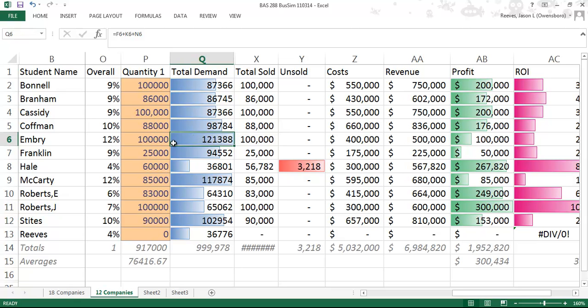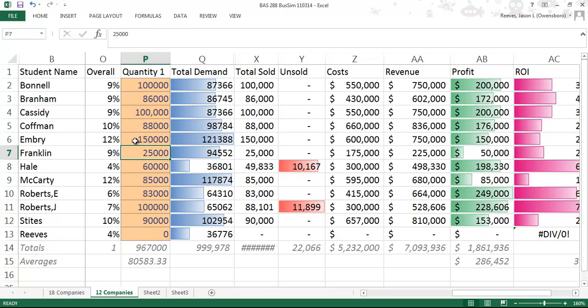And if you notice, they only made 100,000, so they could have sold a lot more. Let's say they made 150,000 here. Let's just see what happens there. And they sold all 150,000. Now we can talk about this just for a little bit. The total demand was 121,000. So 121,000 guaranteed that would buy this product.